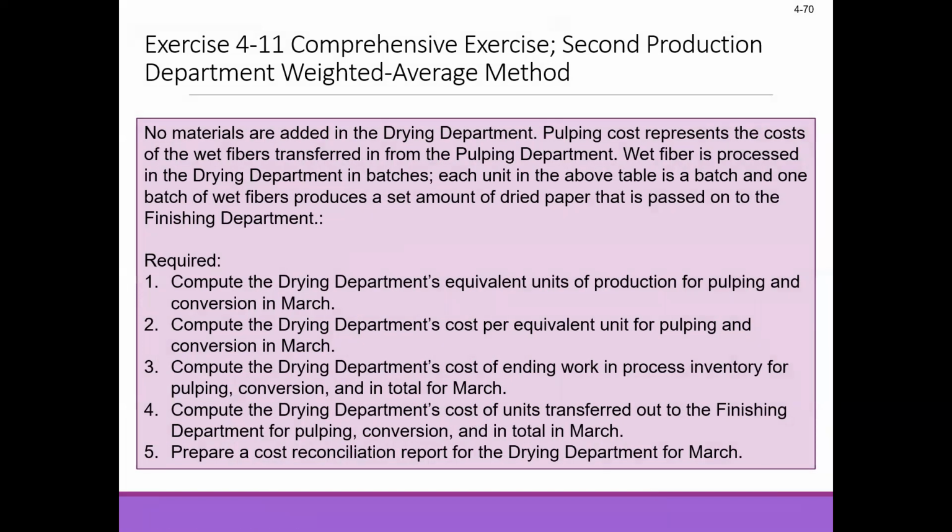No materials are added in the drying department. Pulping cost represents the cost of the wet fibers transferred in from the pulping department. Wet fibers are processed in the drying department in batches. Each unit in the above table is a batch, and one batch of wet fibers produces a set amount of dried paper that's passed on to the finishing department. You just don't realize what's involved when we buy products.